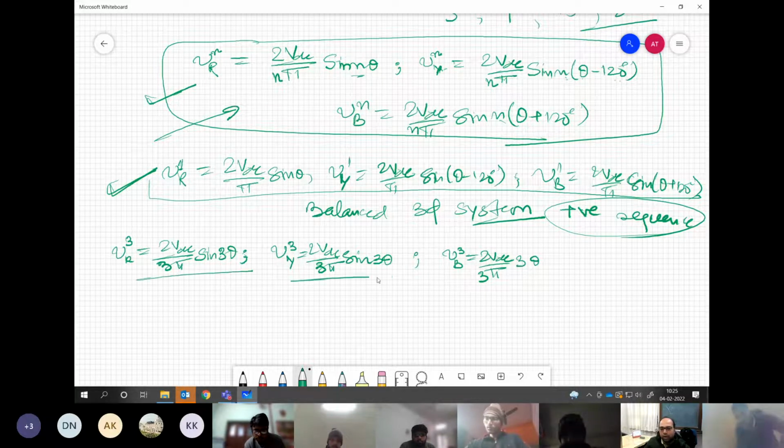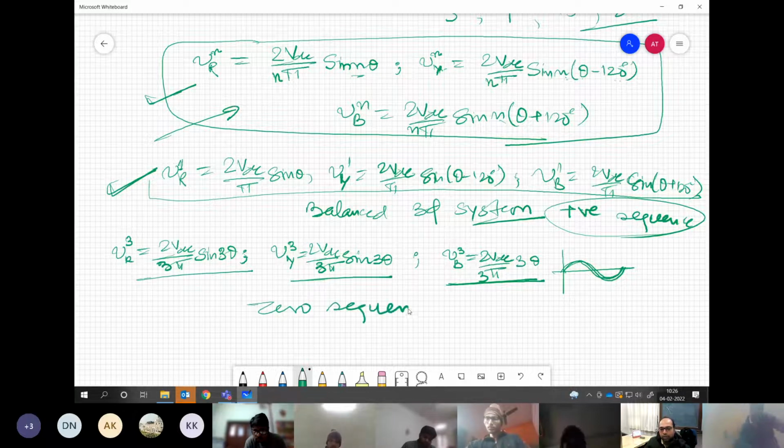So these three are basically the same voltages. There is no phase shift between the three. Hence, it is called the common mode. If you draw the three-phase components for this third harmonic, they will all be overlapping, R, Y, B. There is no phase shift. Hence, it is called the zero sequence. It is not rotating anywhere. In the phasor, it will just remain stationary. You understand my point?